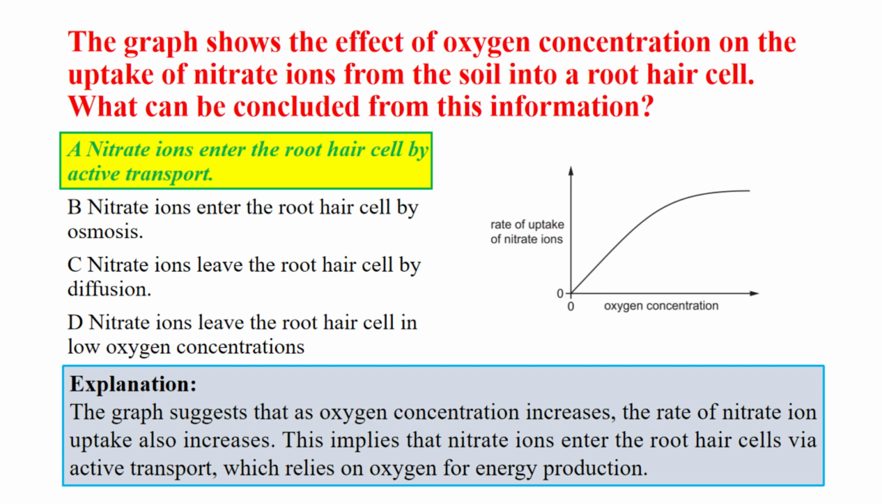The correct option is A, nitrate ions enter the root hair cell by active transport. The increase in nitrate uptake with higher oxygen levels suggests that active transport is occurring. Active transport requires energy, which is produced through cellular respiration that depends on oxygen. Thus, the higher oxygen concentration facilitates increased nitrate uptake by active transport.